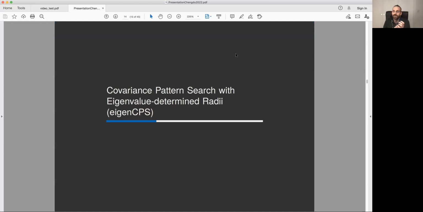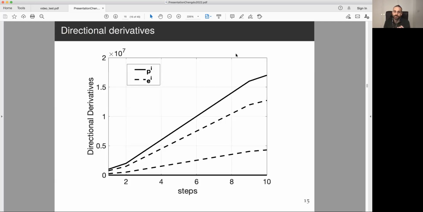So in order to overcome these limitations, I came out with my colleagues with some solutions. I'm going to illustrate the first one. This one is what we call Covariance Pattern Search with Eigenvalue Determined Radii, or for short, Eigen CPS. At first, in order to understand what we are doing, we have to make a consideration. And it is, what's the difference in terms of directional derivatives between the direction of the axis and the direction of the eigenvectors?